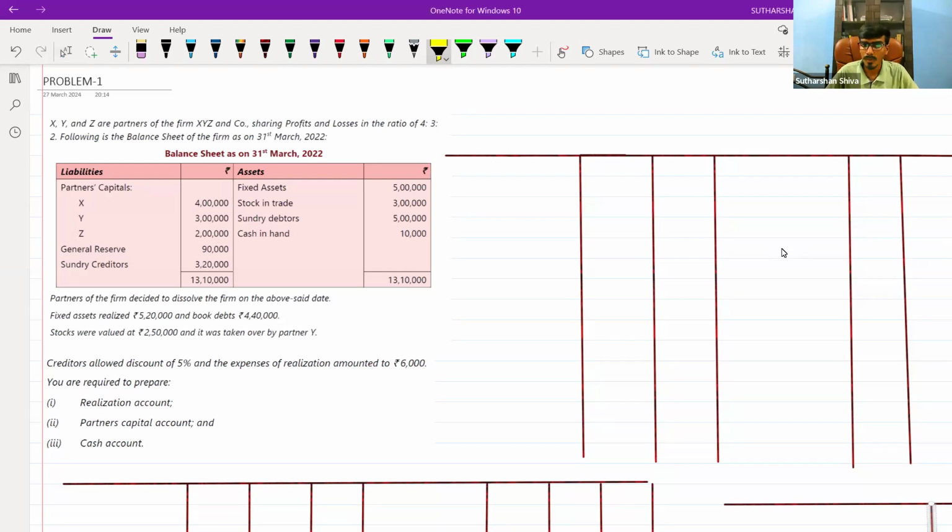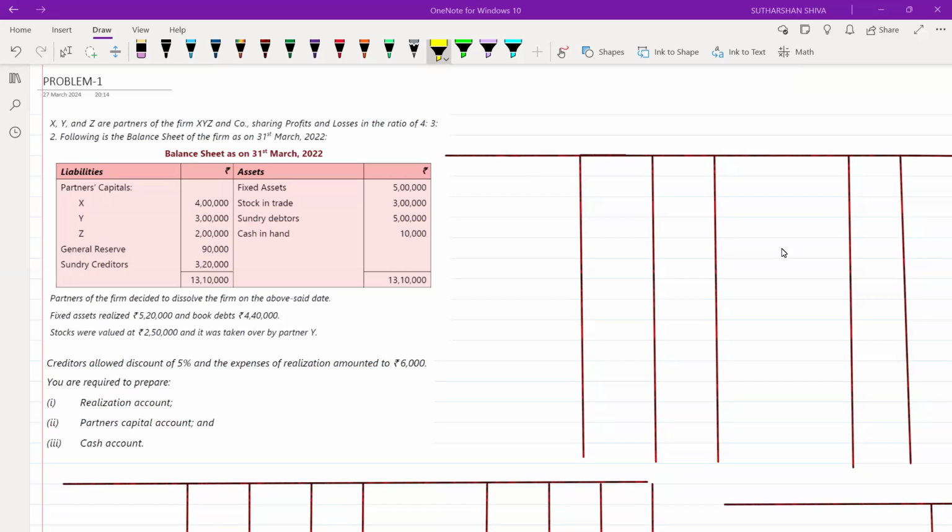While solving a problem of simple dissolution, you need to prepare three basic accounts. What is the first account you will prepare? Realization. Second account? Capital. Third account? Cash or bank account.